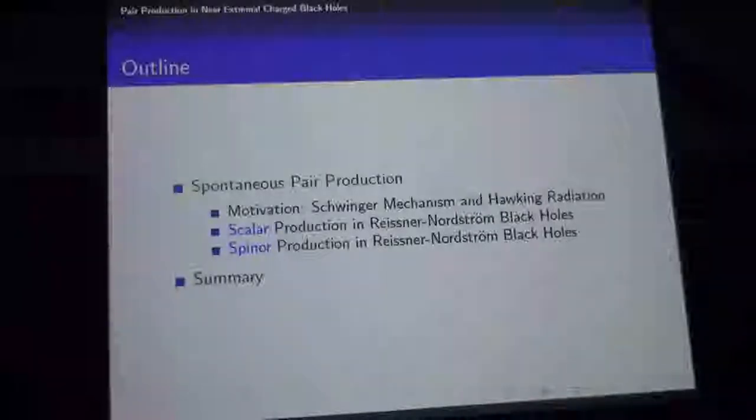The outline of my talk is I will first introduce the motivation why we consider pair production in such a particular background. And in our work, in particular, we consider scalar production and also spinor production, so scalar particles and also spinor particles. And the charged black hole we consider is the famous solution in Einstein theory called the Reissner-Nordström black hole.